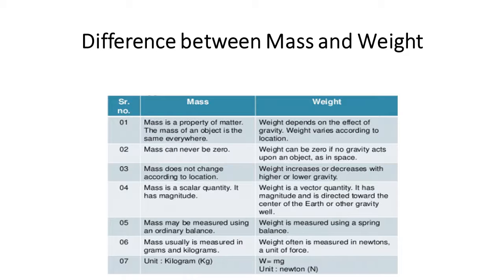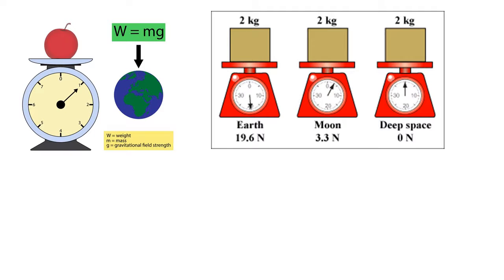This can be explained by an example: the gravity on Earth is 9.8 meter per second squared, and on the Moon is 1.6 meter per second squared. So if the mass is constant, 2 kilograms, on Earth the weight will be more as compared to that on the Moon. Mass remains constant everywhere, and in space where there's no gravity, the weight will be zero, using the formula W = mg, where W is your weight, m is your mass, and g is your gravitational field strength or the acceleration due to gravity.